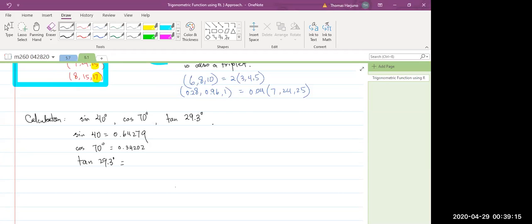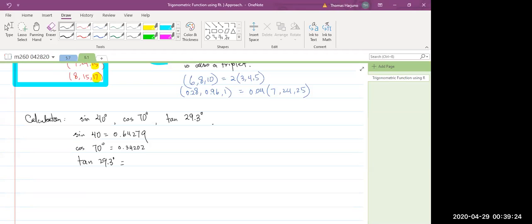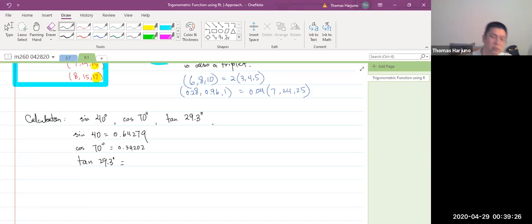1.64901. Tangent of 29.3? Yeah, tangent 29.3. It should not be more than 1. Oh, you know what? I think I didn't change it. Sorry. What did you do with my sine 40 degrees and 670 degrees?